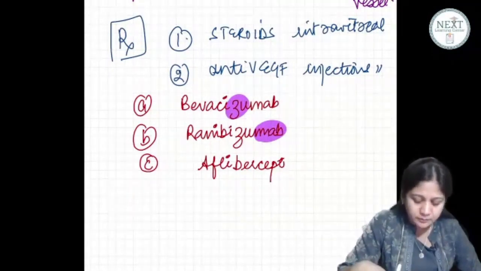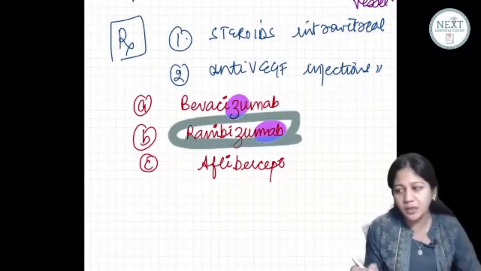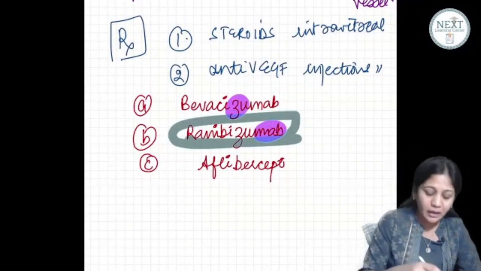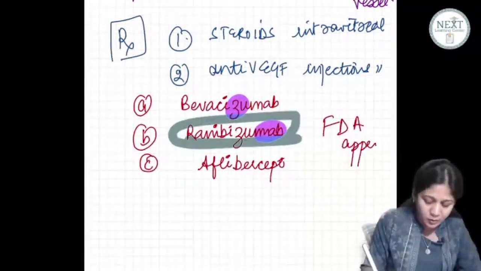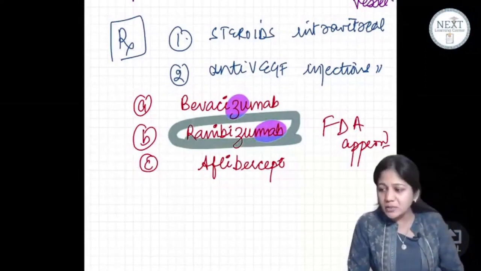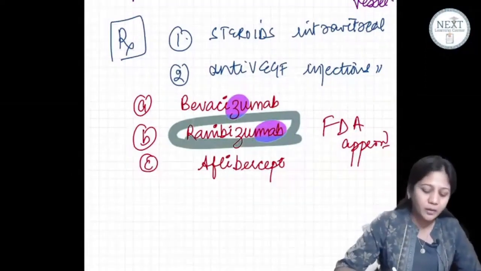Anyone? So the FDA approved one is ranibizumab. Okay, it is Rani, she is a queen. Nobody can deny it. She is a queen. Ranibizumab is an FDA approved anti-VEGF antibody.